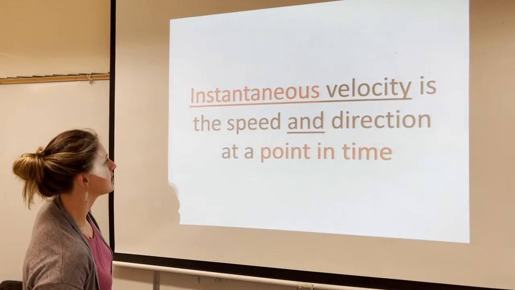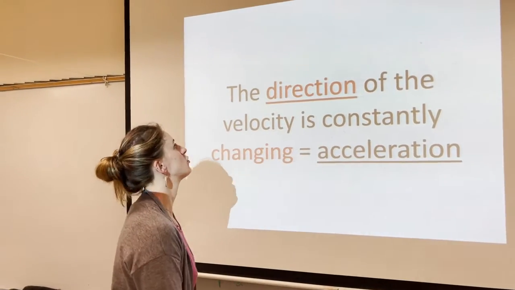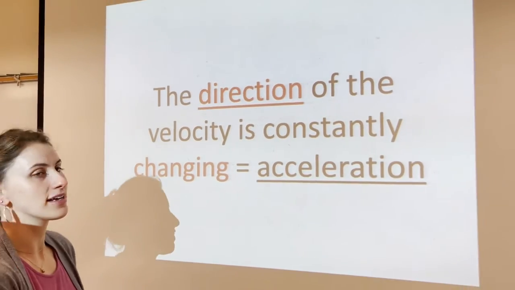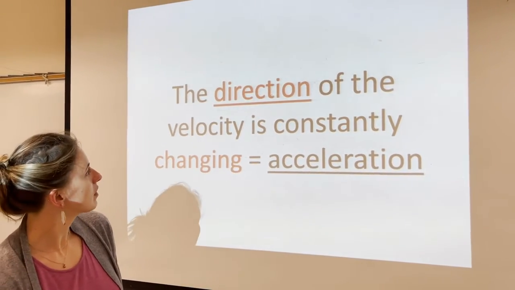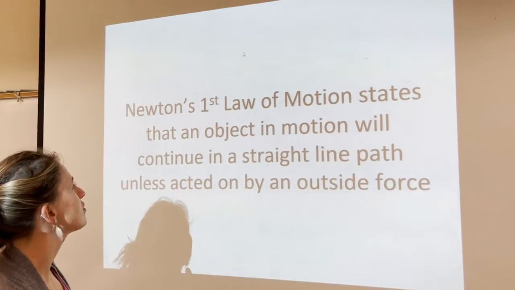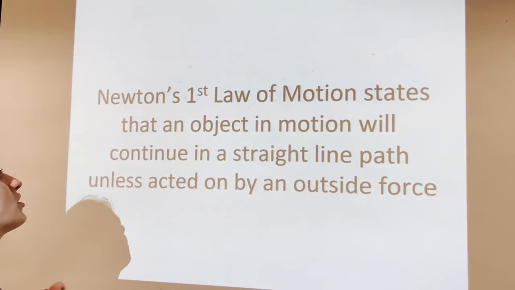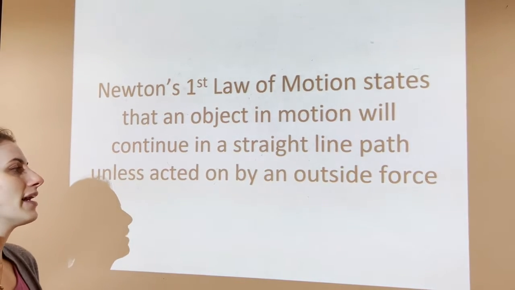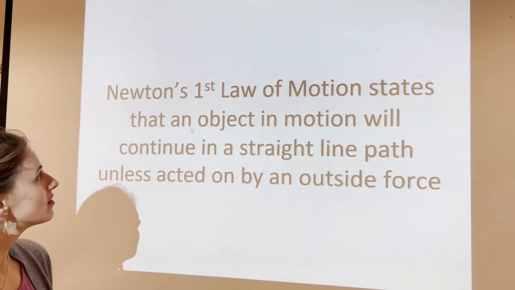Instantaneous velocity is speed and direction at a point in time. The direction of the velocity is constantly changing. That makes it an acceleration, because acceleration is the rate of change of velocity over time. Newton's first law of motion states that an object in motion will continue in a straight line path unless acted on by an outside force.